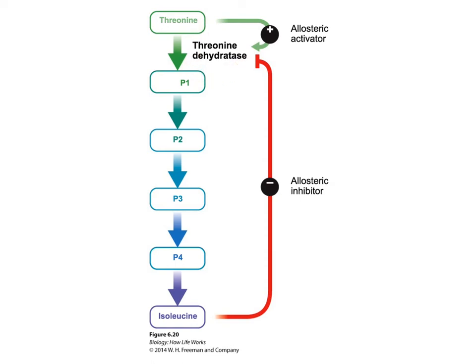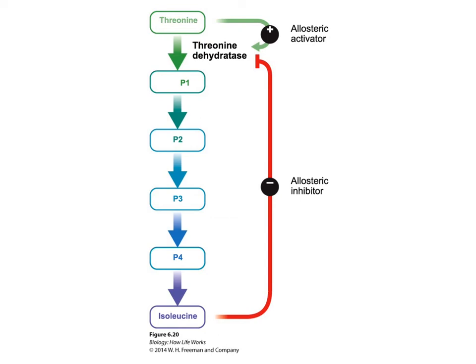Wouldn't make much sense to regulate the last one, right? Since we're looking at the production of isoleucine here, we want to allow it to go through if we need isoleucine. If we don't need isoleucine, we want to stop it right here. So the presence of threonine actually activates the threonine dehydratase, and that will trigger the production of P1. So it basically activates its own metabolism to product here. That would be the situation where we have lots of threonine.